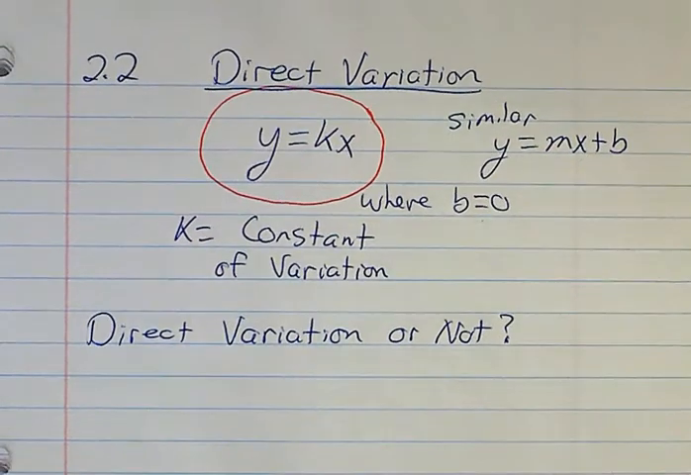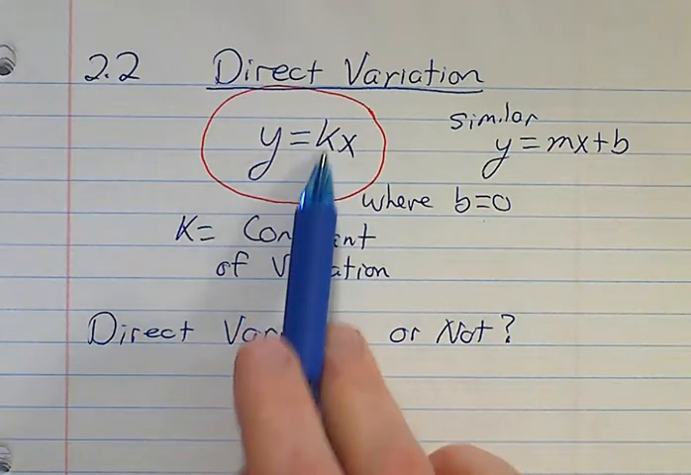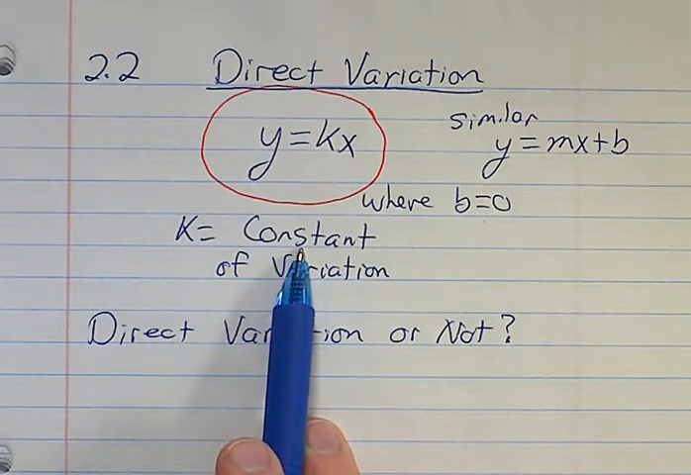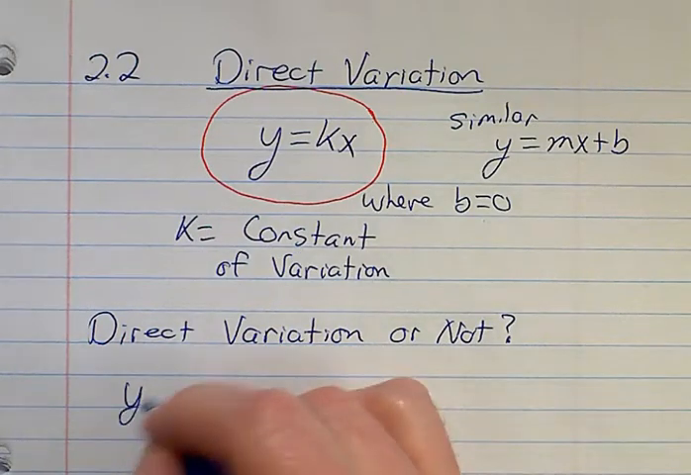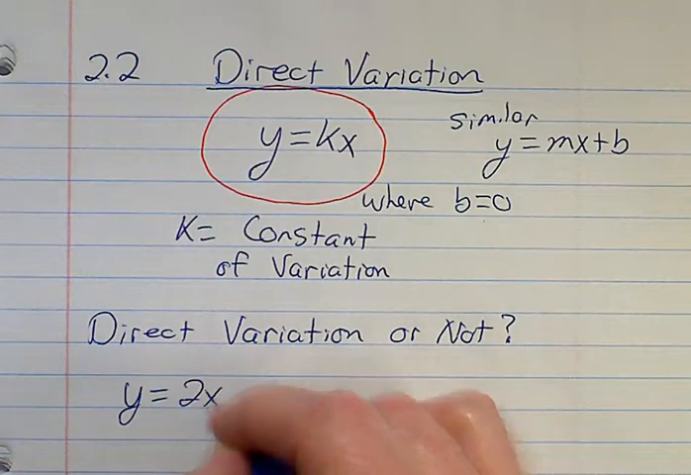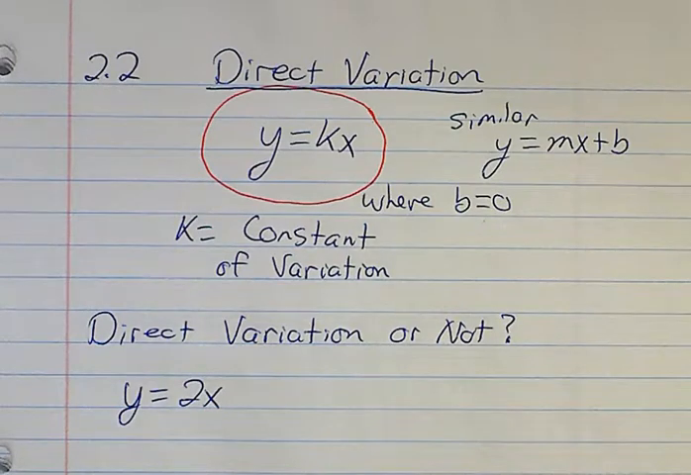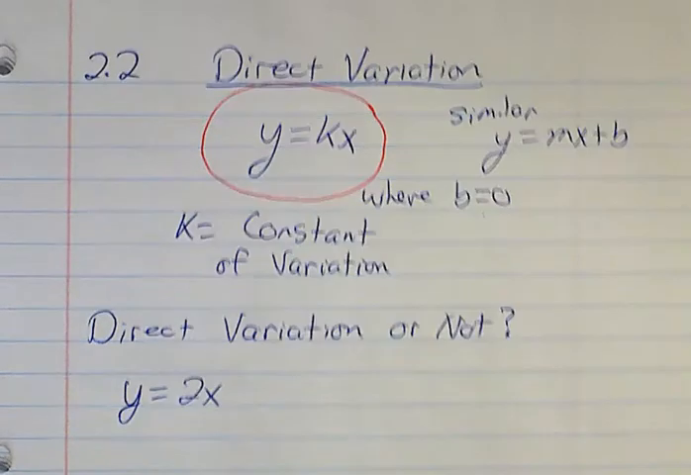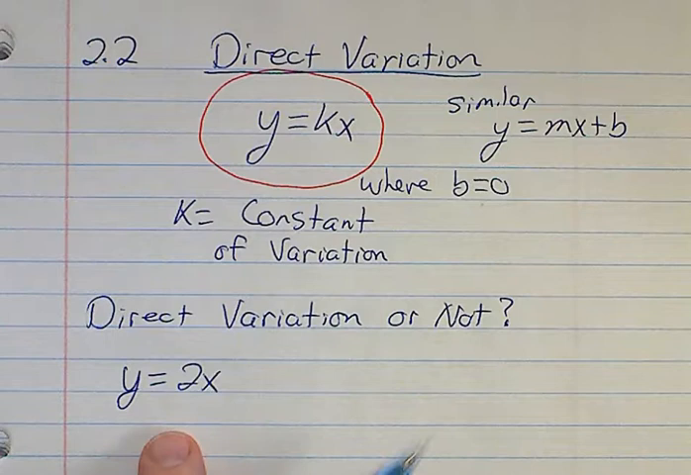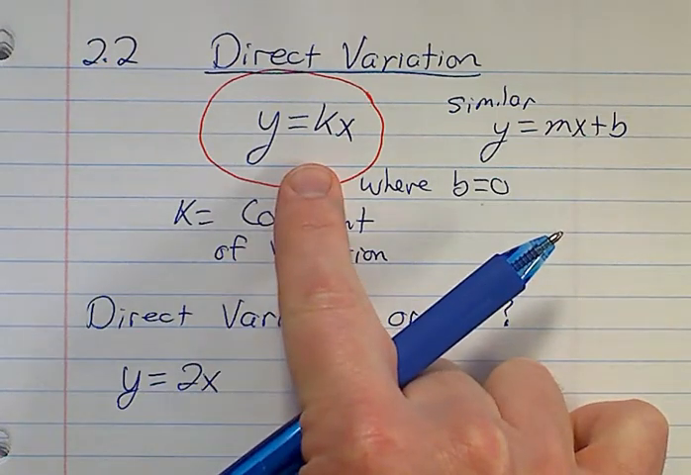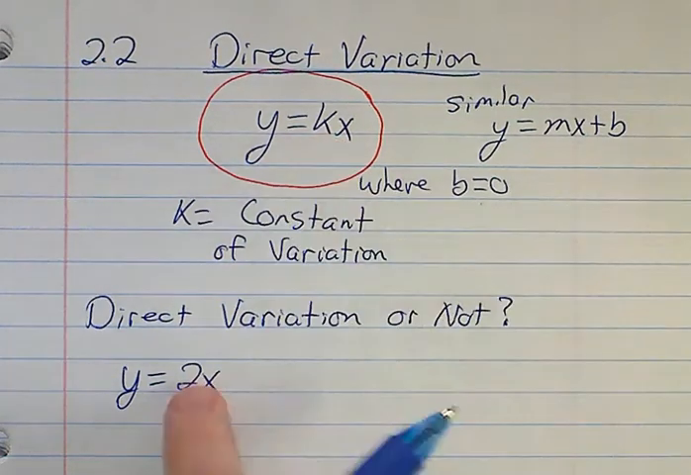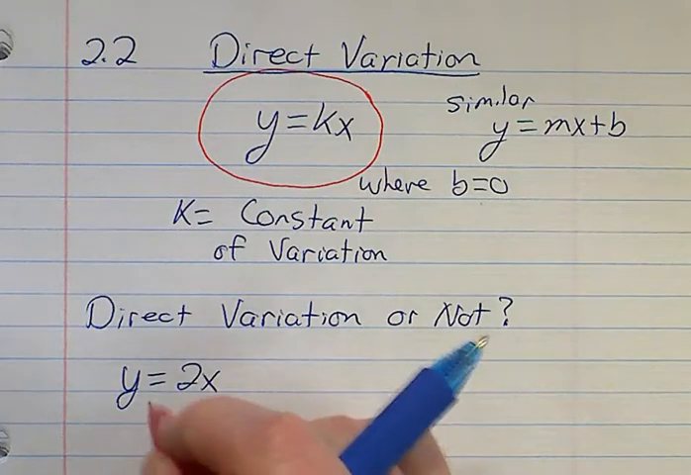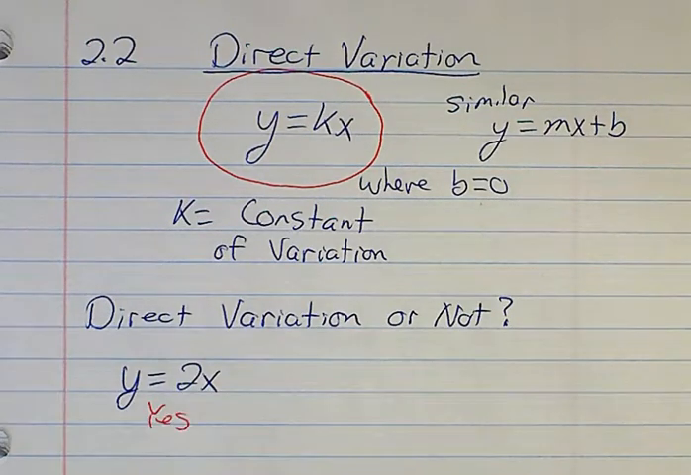And all you're doing is you're looking at it, and does it look like this where the k could be, you know, any other number that you're looking at? So they'll give you an equation like this, y equals 2x. And they'll ask you, all right, does that fit into that equation? Absolutely, right? Because your k value would be 2, so is that a direct variation equation or not? Yes, it is.